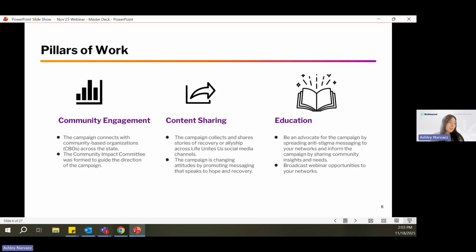In terms of content sharing, the bread and butter of our work focuses on collecting stories from folks with lived experience, their friends and family members, people working on the ground, and then sharing those stories on our social media channels to promote messaging that speaks to hope and recovery.